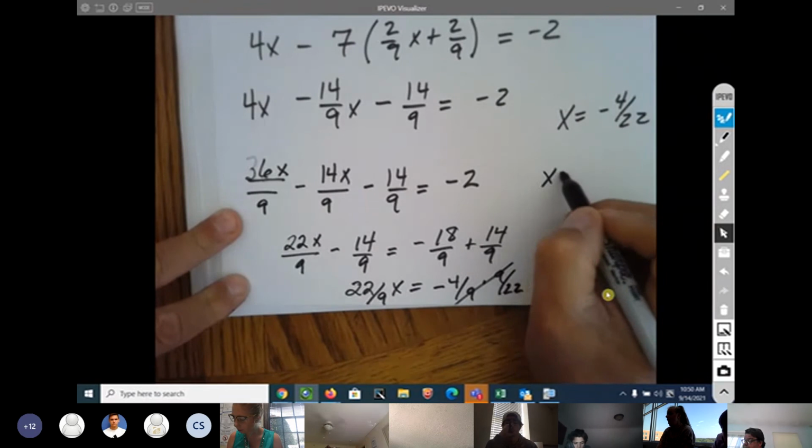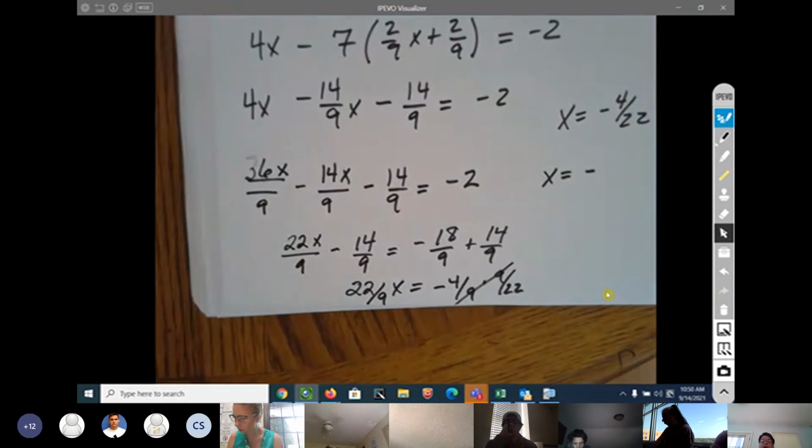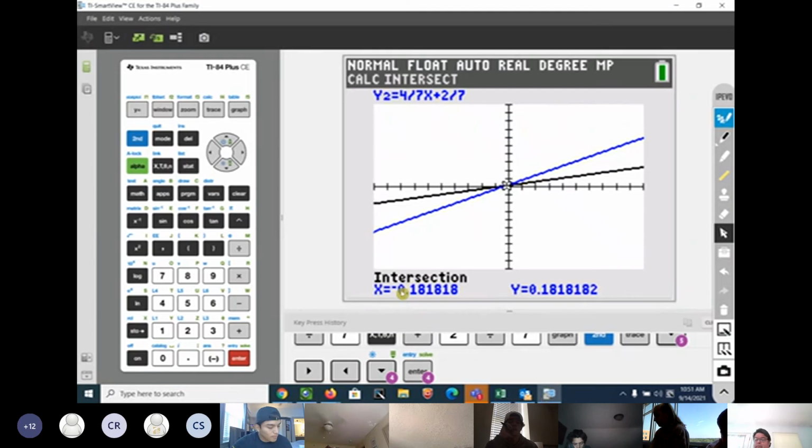Can somebody divide that for me and tell me what 4 over 22 is equal to? Negative 0.18. Yes. Yep. Negative 0.18. And you plug that back in to the original for x, and you can get the other answer.